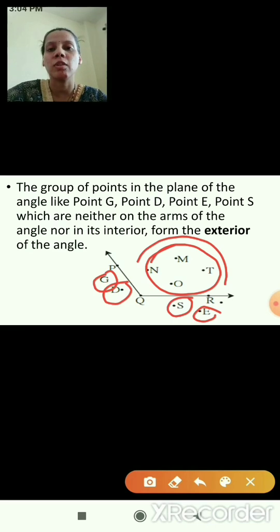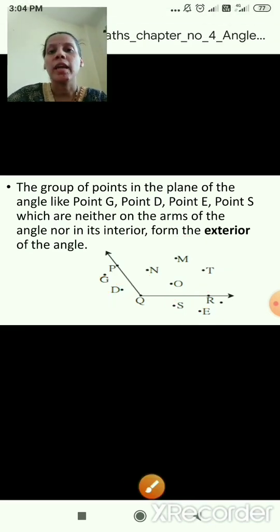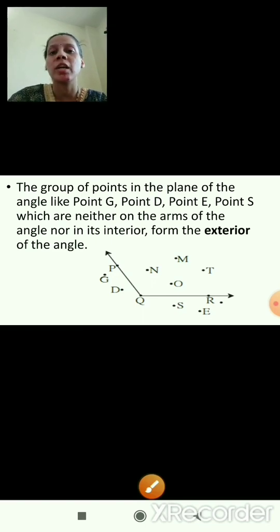Just now we have seen the interior points and exterior points. One more time: interior points are the points which are inside the arms of an angle. They are not on the arms but inside the arms. And the points which are not on the arms and not in the interior, they are outside the arms of the angle, and they are called exterior points. I hope you are clear till here. Now we'll move to the next.